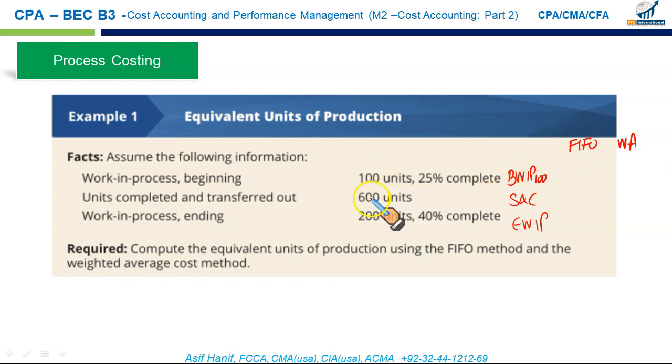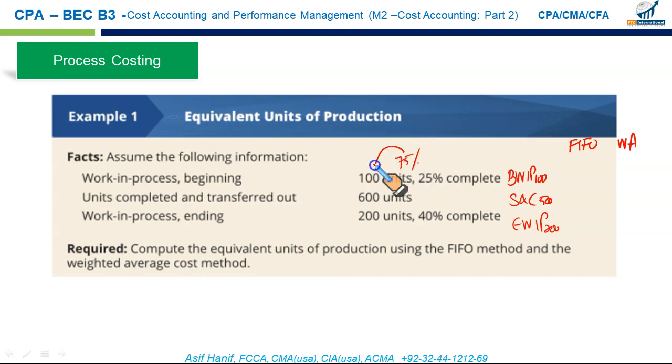We completed 600 units during the period. Out of these, 100 were from the beginning work in process, which means 500 would be started and completed, and the remaining 200 is the ending work in process. Now, since FIFO considers the current cost only, under FIFO, 25% of the work was already done in the previous period. We added only 75% during the current period.